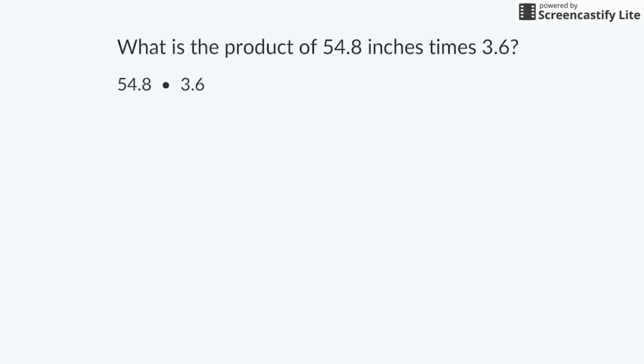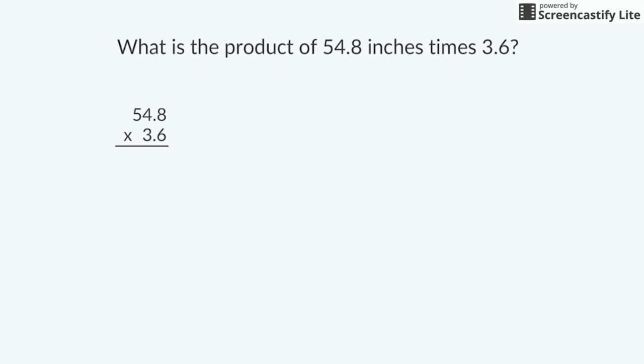First, I'll write out the multiplication vertically. Which number do you think I should write first? Yes, let's write 54.8 on the top, then I write 3.6 on the bottom. I don't need to worry about aligning the decimals, so I'll write it like I do with whole numbers. Now, I need to multiply the value of each digit in the second factor by each digit in the first factor, starting on the far right, just as I do when multiplying whole numbers.